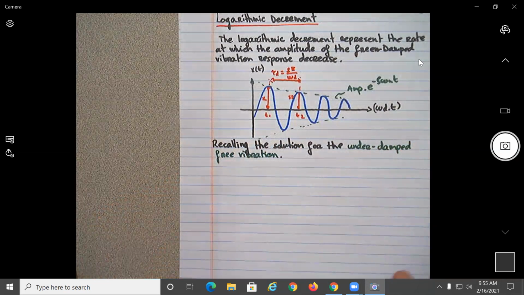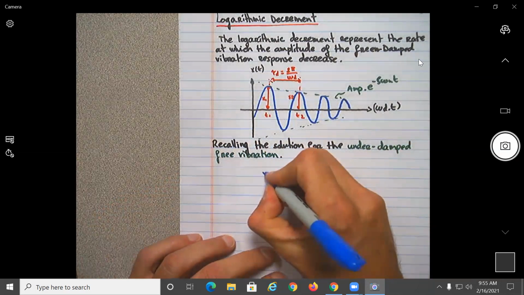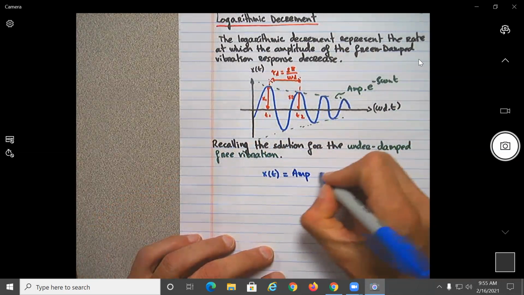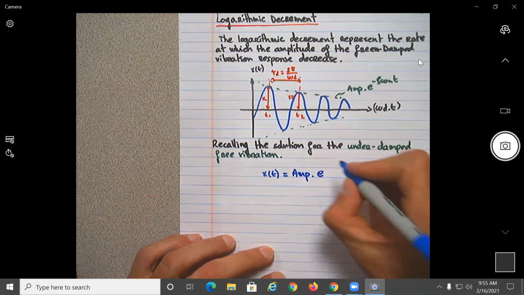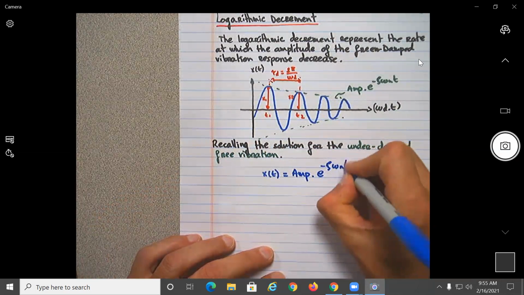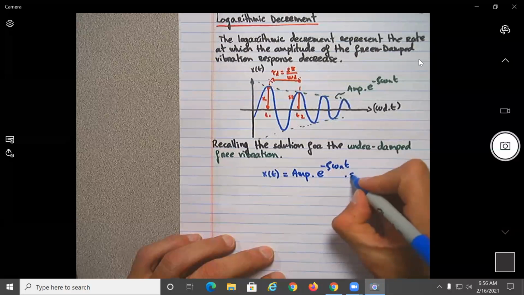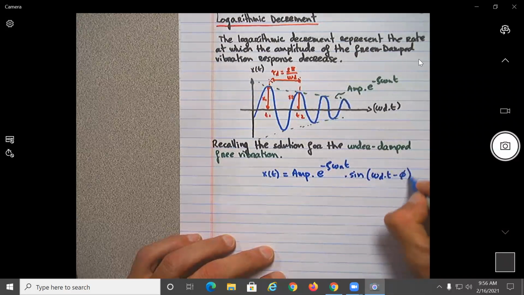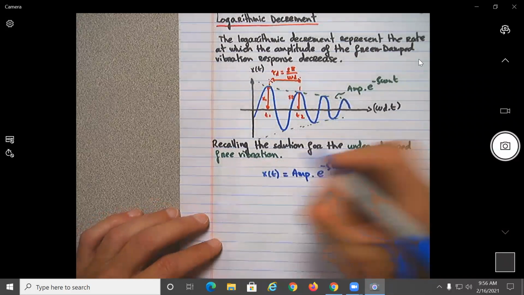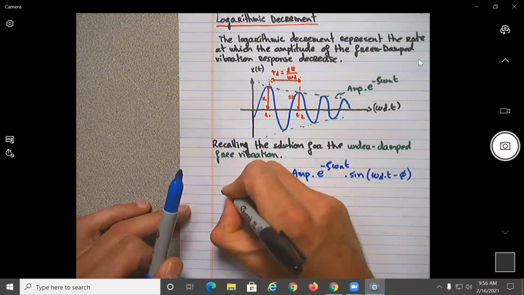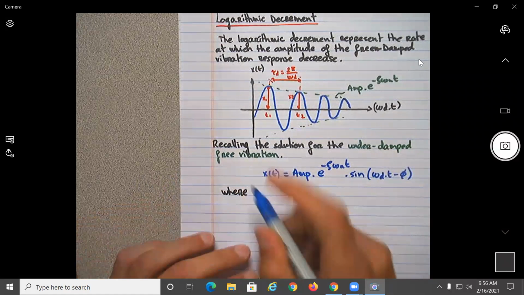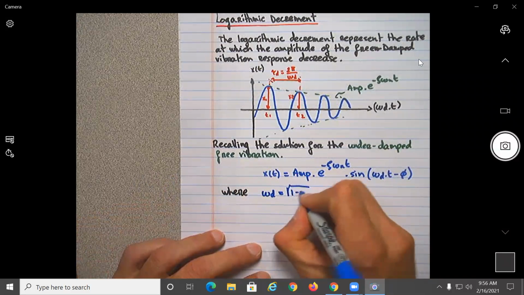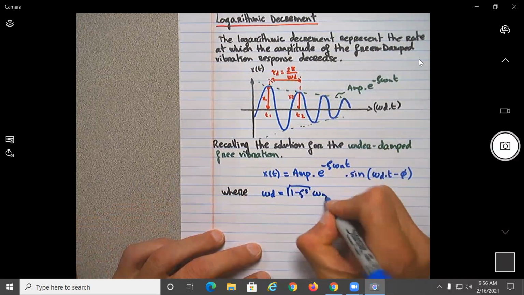So the equation was x of t equal to the amplitude times exponential of minus zeta omega n t times sine of omega sub d t minus phi, where the damped natural frequency was given by the square root of 1 minus zeta squared times omega sub n.